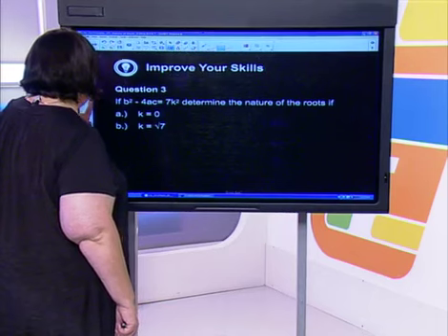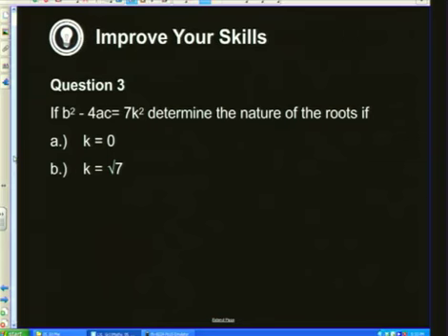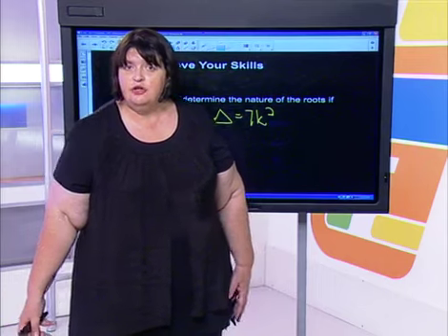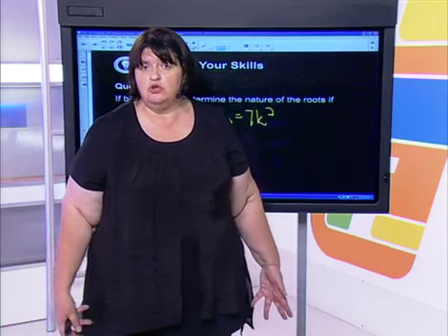Right, this one's quite nice. They say if b squared minus 4ac is 7k squared. Now remember, that means the delta is 7k squared. Determine the nature of the roots if k is 0. Now that's nice. You know it's equal to 7k squared, and they've told you k is 0.